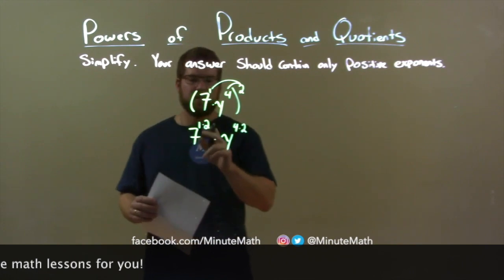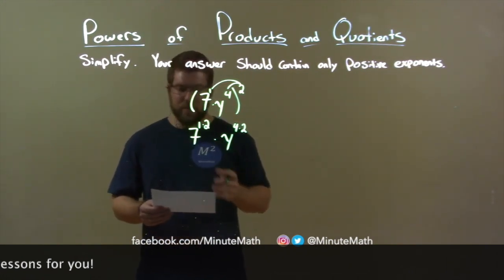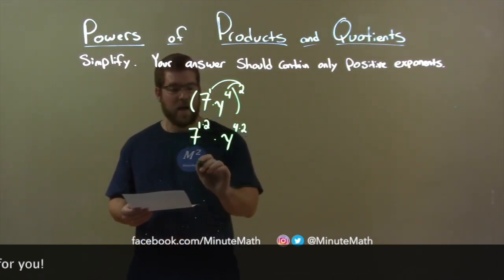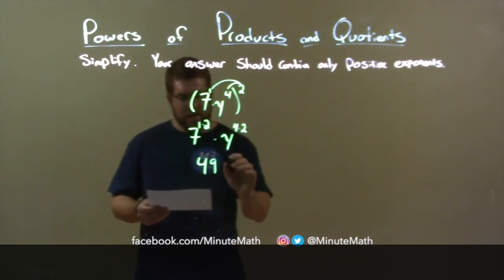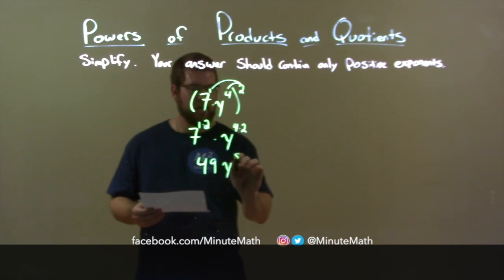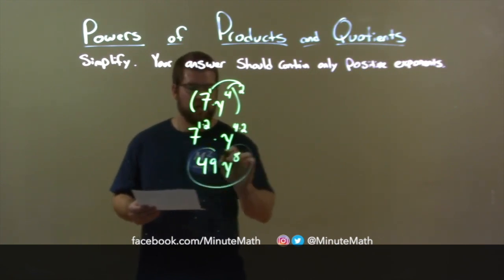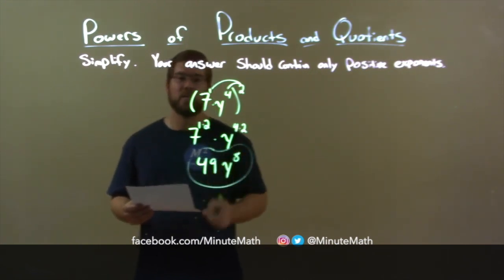Now let's simplify. 1 times 2 is 2, and 7 squared is 49. 4 times 2 is 8. Y comes down, so we have y to the 8th power. And our final answer now is 49y to the 8th power.